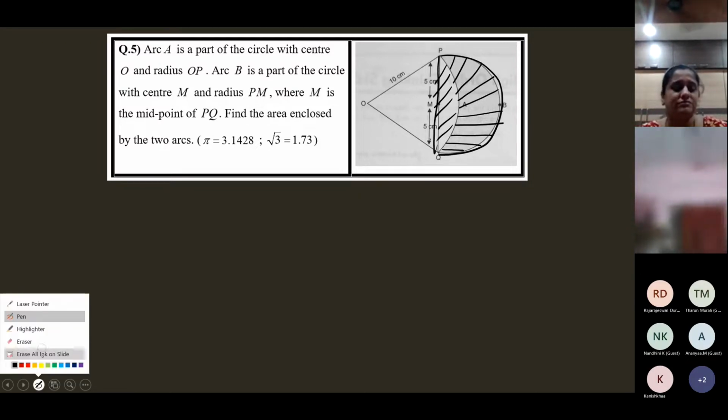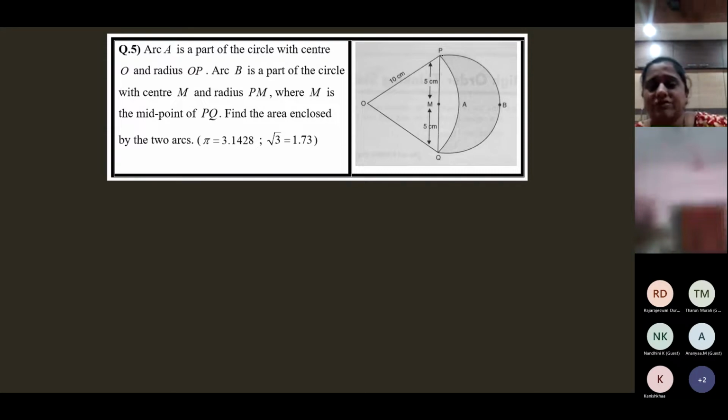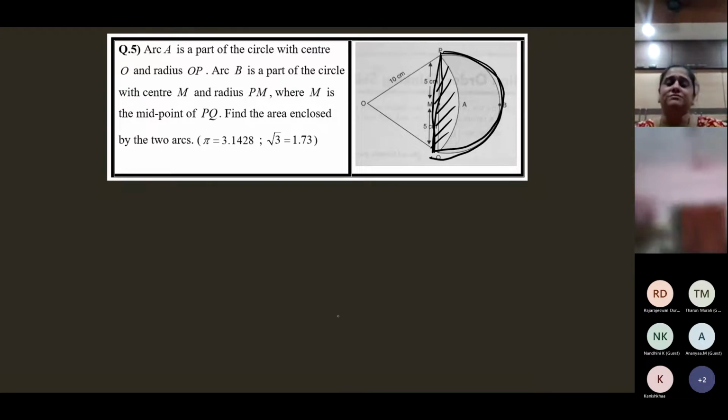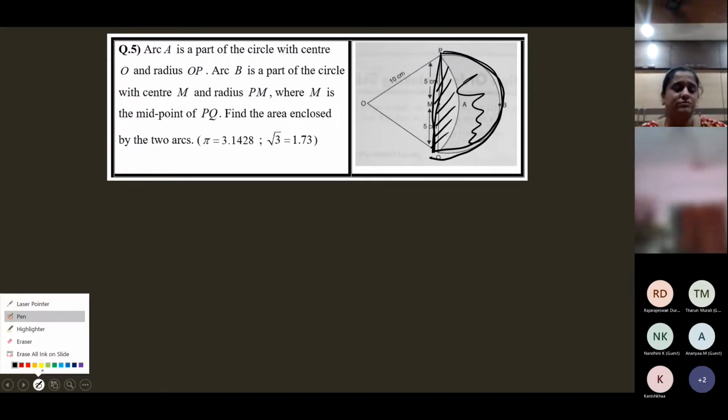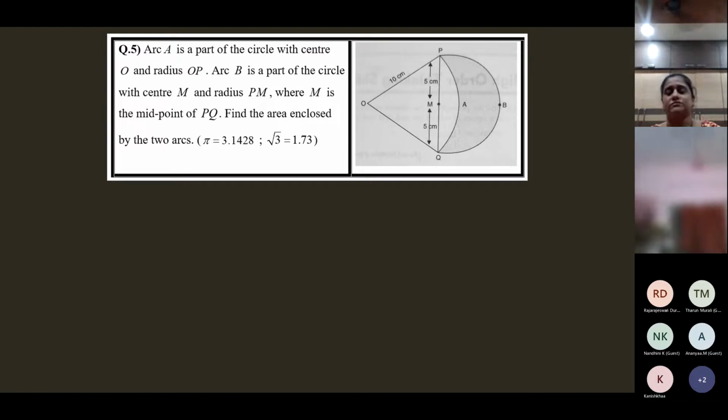The area of the semicircle. This is a semicircle. When you're finding the area of the semicircle, the radius is 5. The area of the semicircle minus the area of the segment. If you take away the area of the segment, you will find the area of this region. Yes or no? Yes, ma'am.